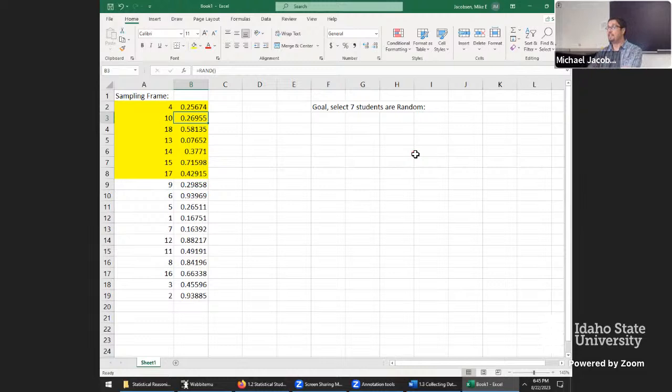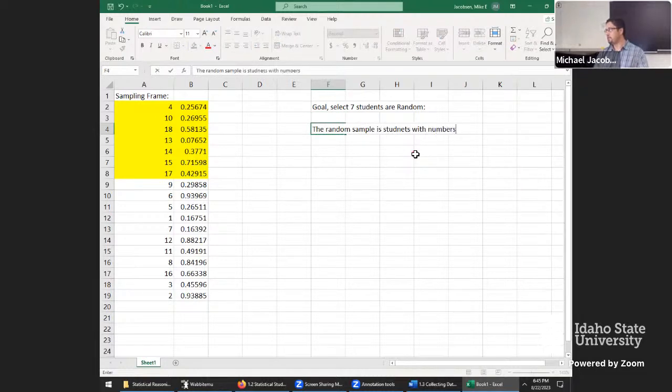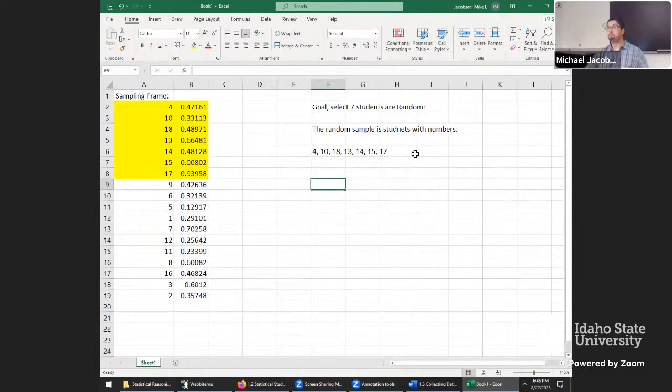There's no bias here. And so if there's no bias, whatever data I'm collecting on this can be considered much more trustworthy. So I'll put here, the random sample is students with numbers 4, 10, 18, 13, 14, 15, 17. Those are like Powerball numbers for some reason. And that's one way to do a simple random sample.